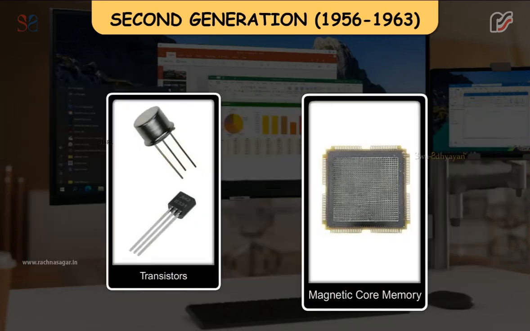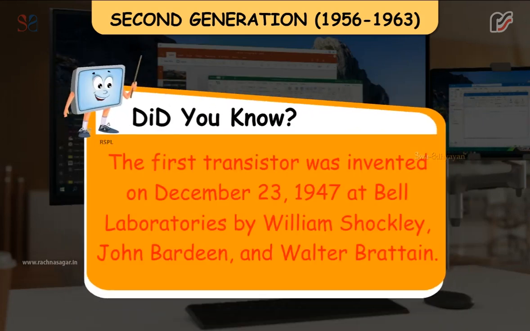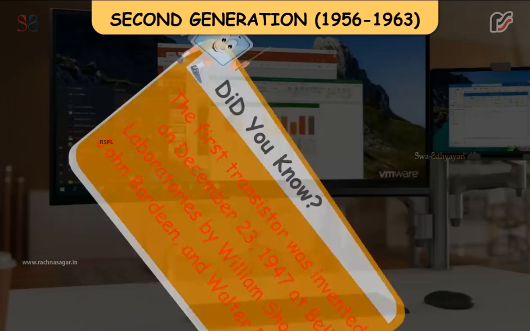Transistors, magnetic core memory. Did you know? The first transistor was invented on December 23, 1947 at Bell Laboratories by William Shockley, John Bardeen, and Walter Brattain.